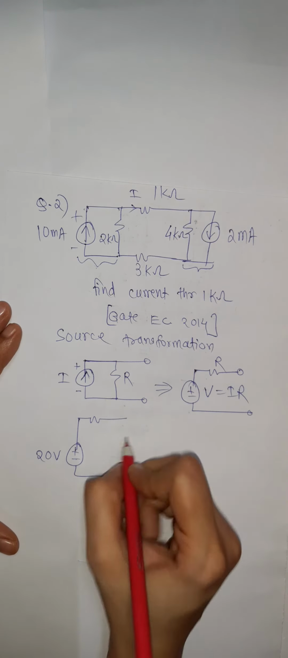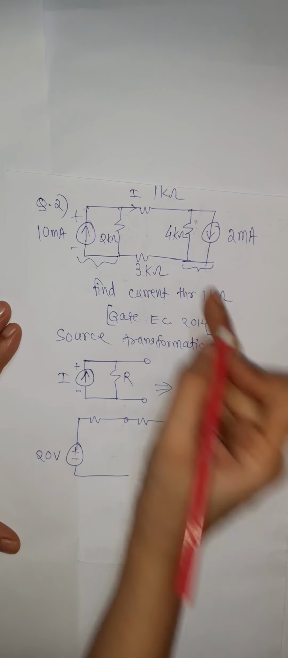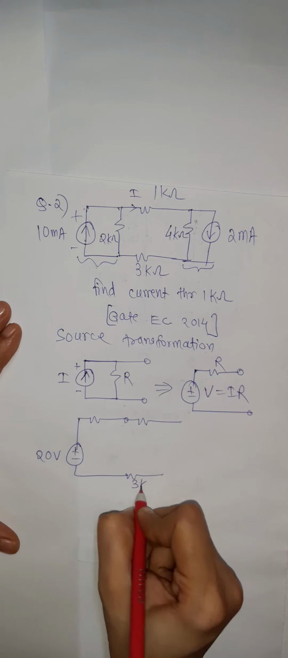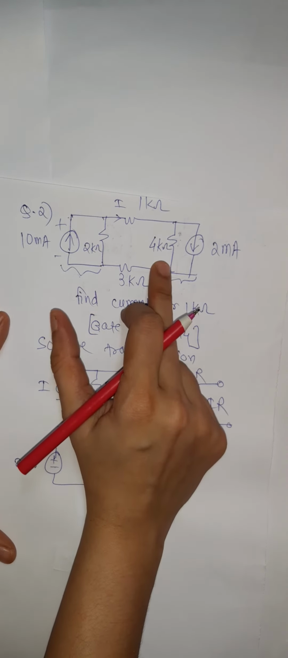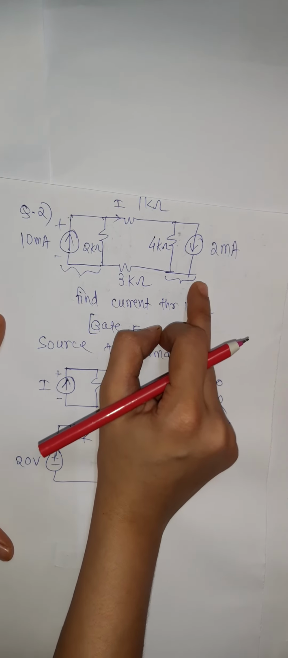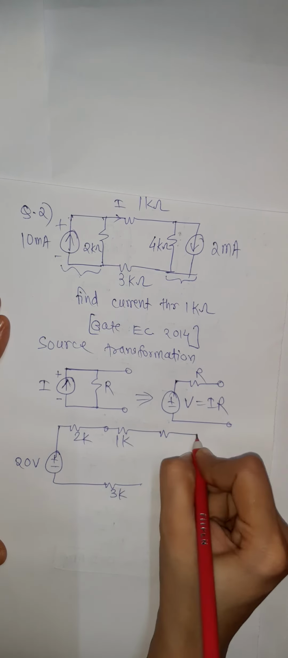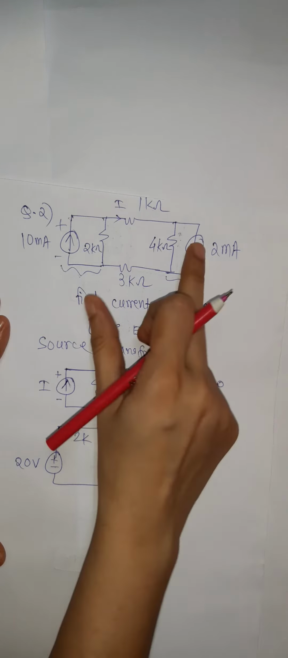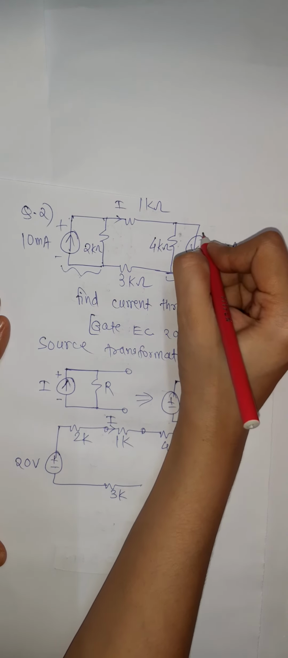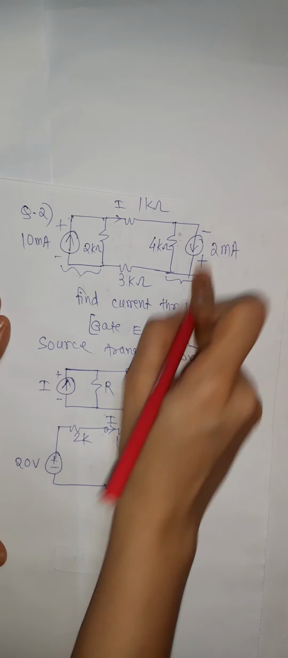This 1 kilo ohm in the middle remains the same. This 3 kilo ohm remains as it is. 3K, 1K, 2K. Now again, this 4K and 2 milliampere, using source transformation, this 4K will come in series and this 2 milliampere current source becomes a voltage source with polarity minus plus. So this is the polarity.